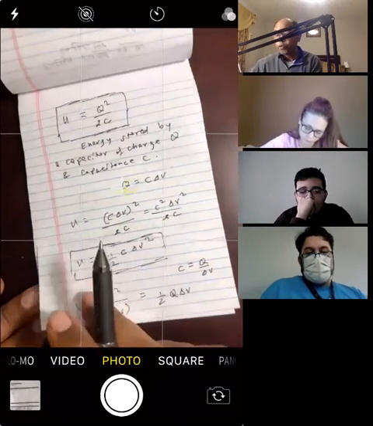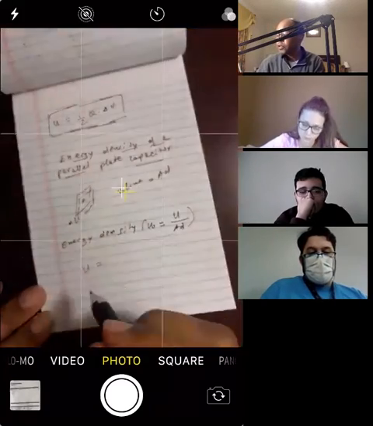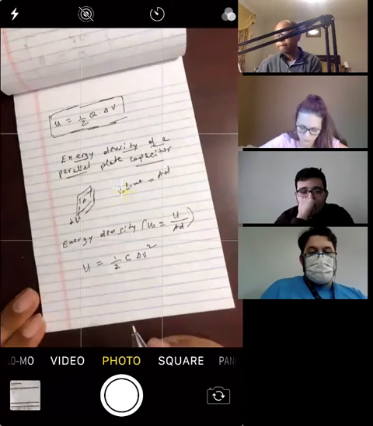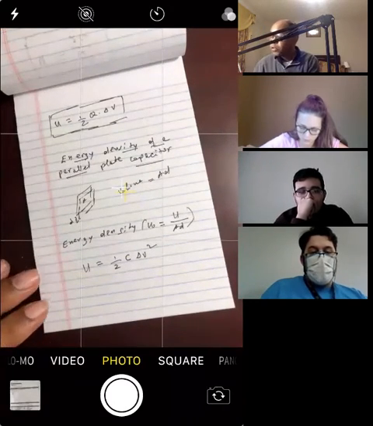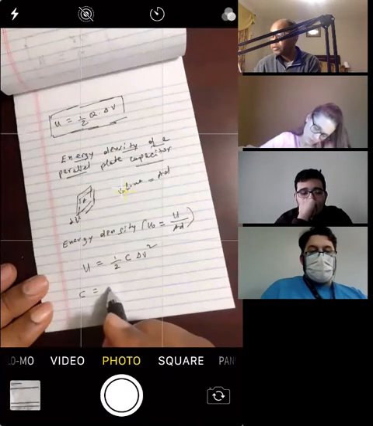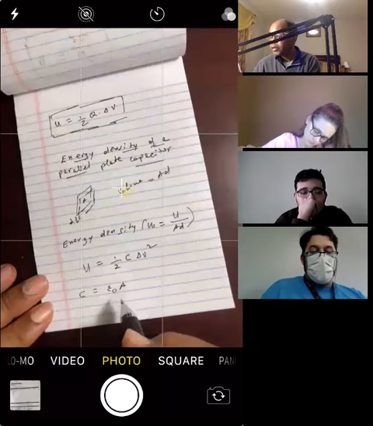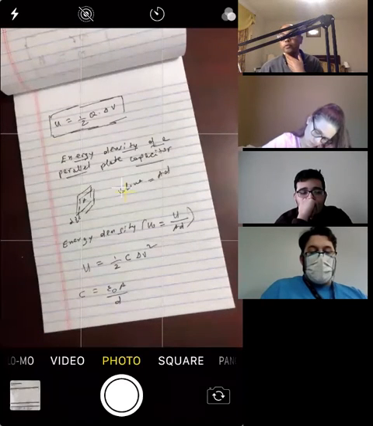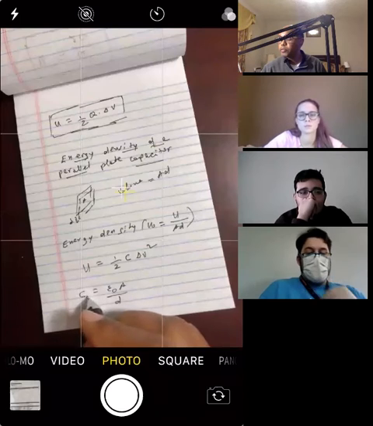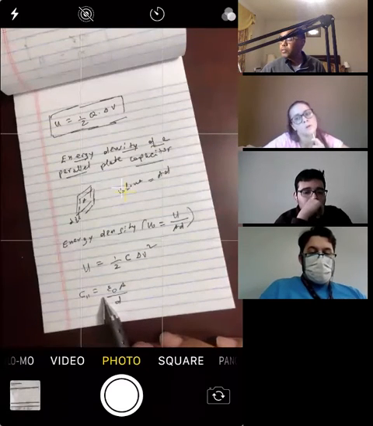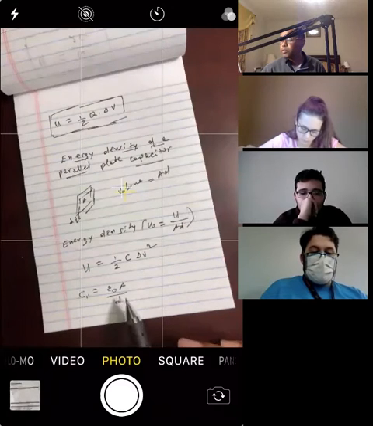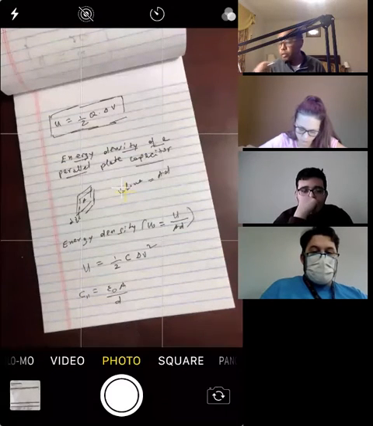Half C delta V squared. So this is energy, half of capacitance times delta V squared. Now what does C equal for a parallel plate capacitor? Do you remember? That equals epsilon times area divided by separation. For a parallel plate capacitor, the capacitance is the electrical permittivity of vacuum, times the area of the plates, divided by the separation between the plates.